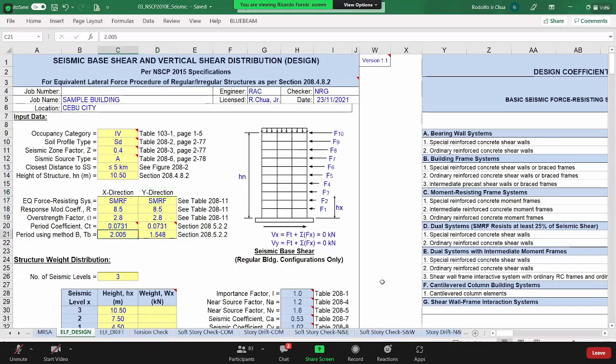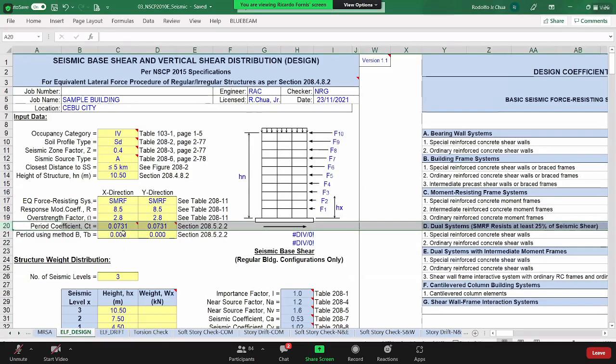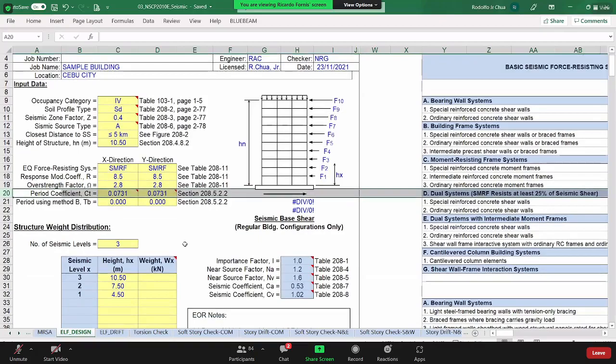This TB is a period using a more detailed calculation. I'm going to input 0 here because I don't want to compute the dynamic period. I just need to compute the approximate period based on the code, the simplified one.